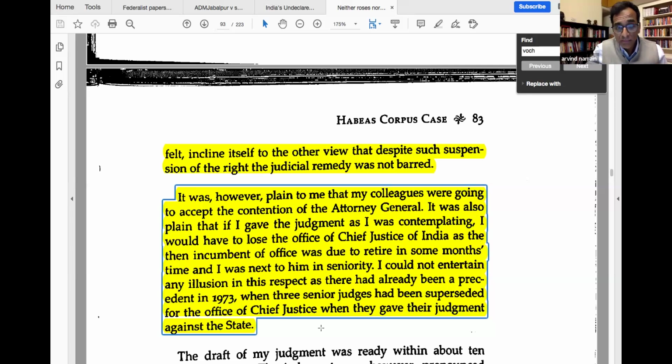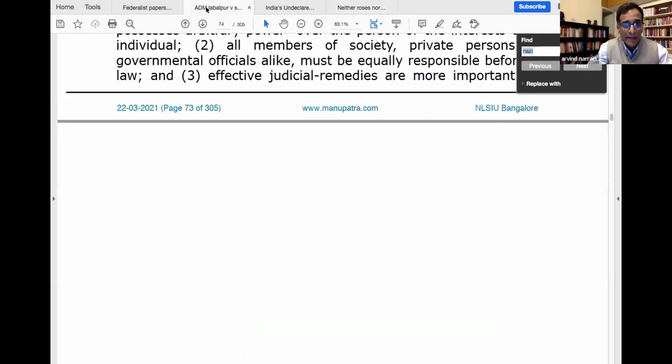So he said, I knew that I will not be Chief Justice if I give this particular judgment. So again, you see the consequences, which he is very conscious of, and the fact that he knows that he's going to be a solitary voice as far as this particular judgment is concerned. Okay, this is the background. Now let's get to the judgment itself, which is what we want to look at.